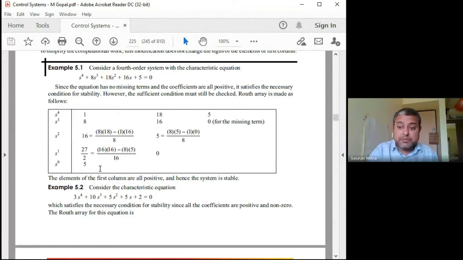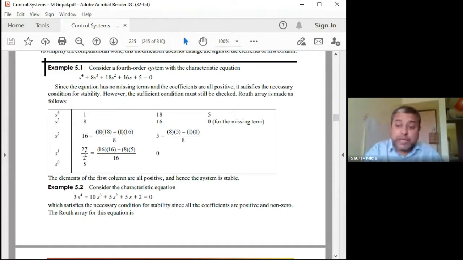There is no sign change means what? Now this is a very important thing. No sign change means there is no pole in the right side of S-plane. If there were two sign changes, suppose this was 16, this was minus 27 by 2, and this was 5. I'm talking about another numerical. Suppose this 27 by 2 is negative. After finding from the third row, you find that in the fourth row some negative value is coming here. Suppose this was minus 27 by 2.